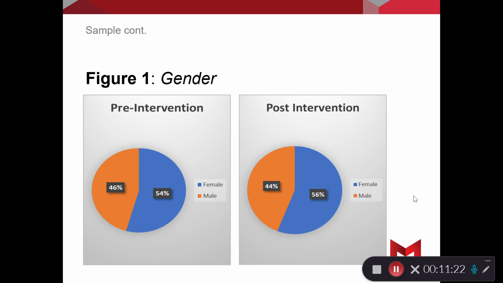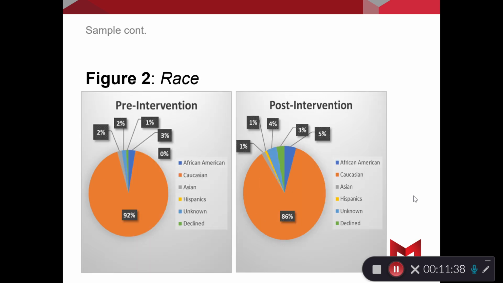This is a diagram showing how the sample is represented by gender, and you can see that pre and post intervention it's mainly female, 54% for the pre intervention and 56% for the post intervention. Then we have figure 2, where the sample is organized by race, and you can see in the diagram for pre and post that the overwhelming majority is Caucasian, then African American, then Asian, decline, and then Hispanics and unknown.